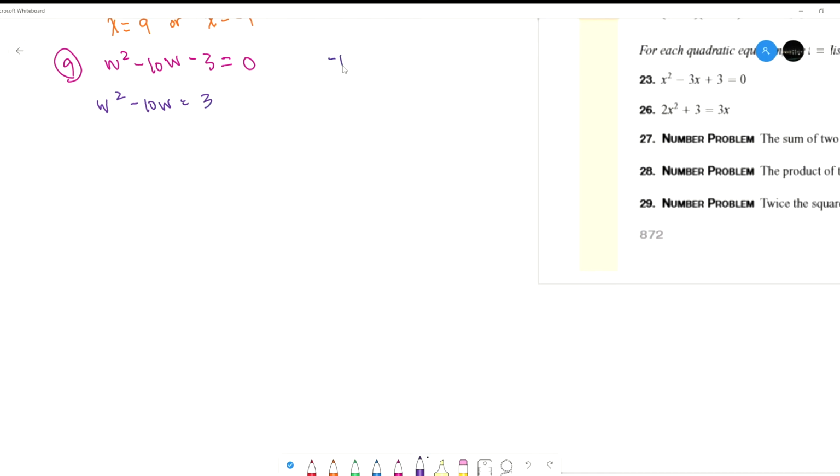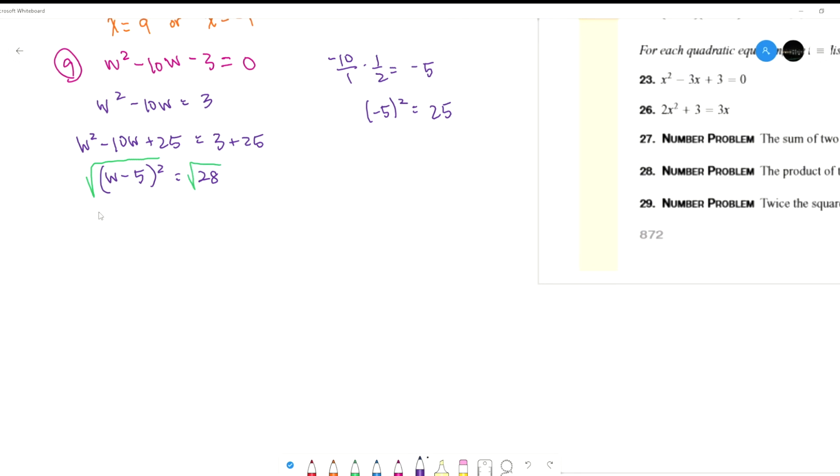Again, we take our b and multiply by a half, or divide by 2, and that's equal to negative 5. Negative 5 squared is positive 25. So we have w squared minus 10w, and then we add the 25 to both sides, is equal to 3 plus 25. On the left-hand side, we can factor w minus 5 quantity squared is equal to 28. Then we square root both sides.